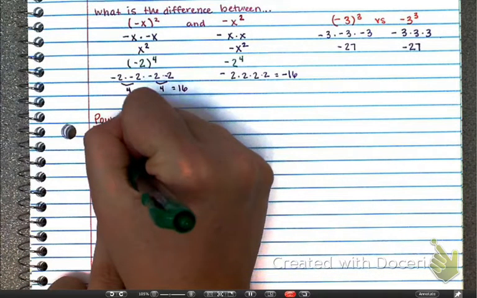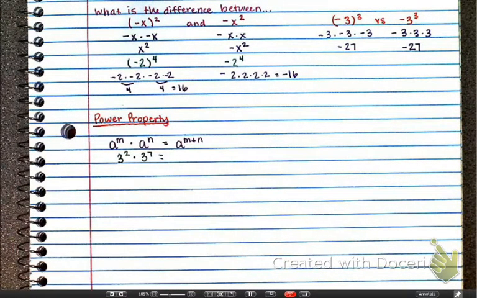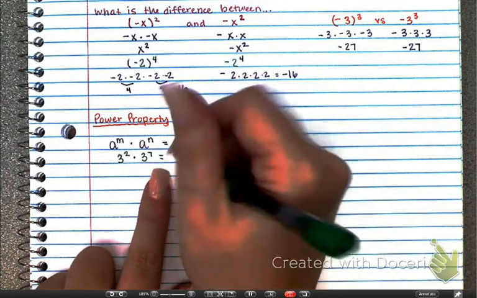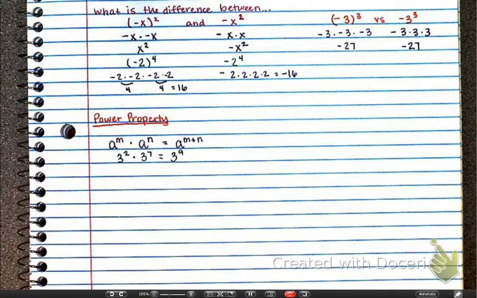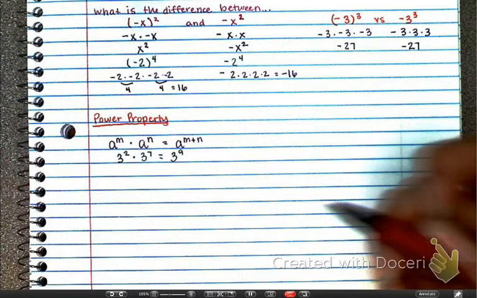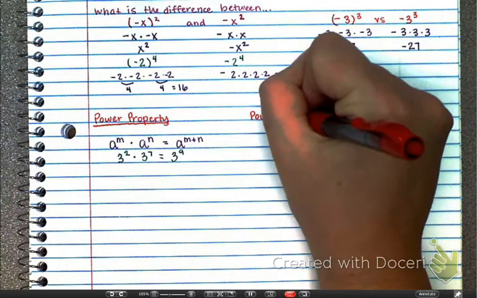So for instance, if I give you 3 to the 2nd times 3 to the 7th, what will our final answer be? Three to the 9th. You leave the base alone and you add the exponents. Does that rule look familiar? Yeah, to some of us? Okay. We also have a property called power of a power property.